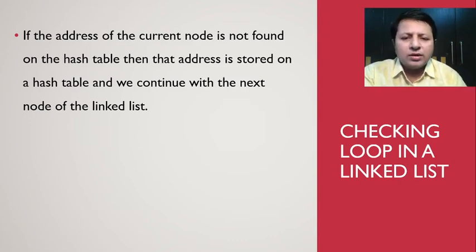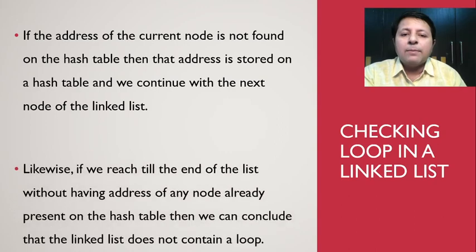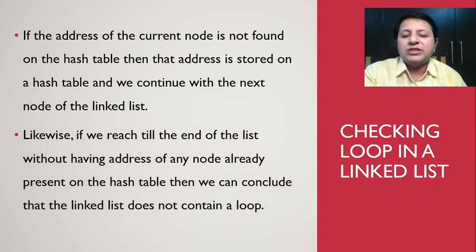Now this can go on. As I already said, in between, if any node's address is already found, we got the loop. But suppose we reach the end of the linked list and we haven't found any node's address already present on the hash table, then we can conclude that the current linked list does not contain any loop. Okay, so that's a simple method of using a hash table for checking whether the given linked list has a loop or not.